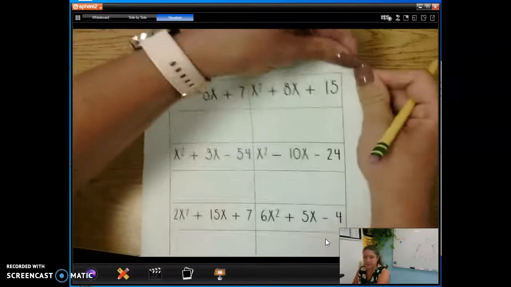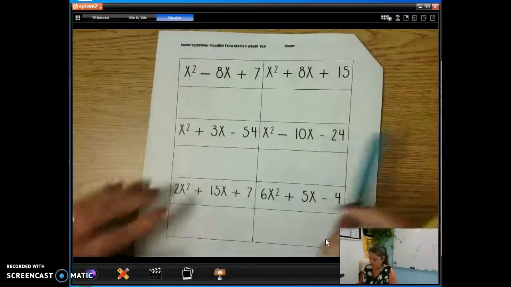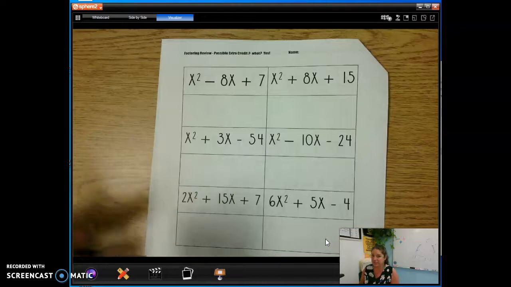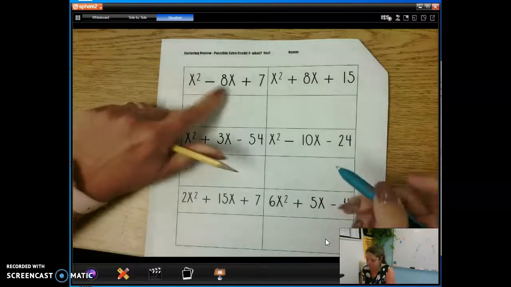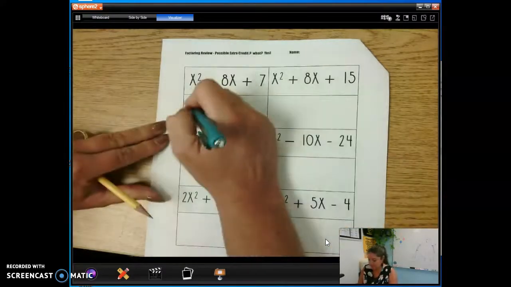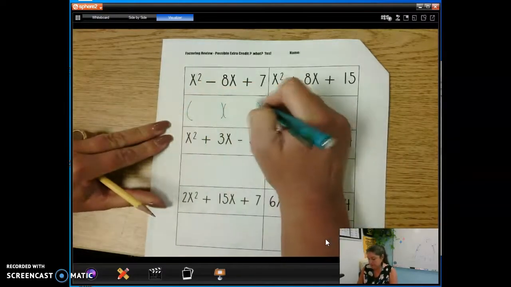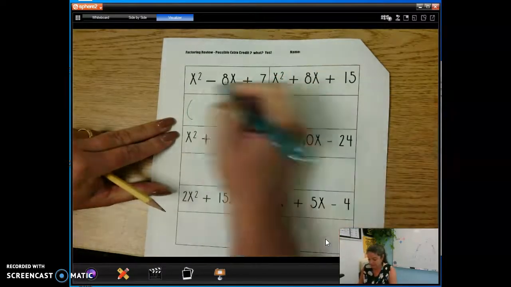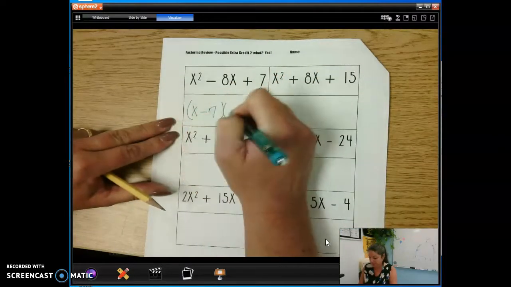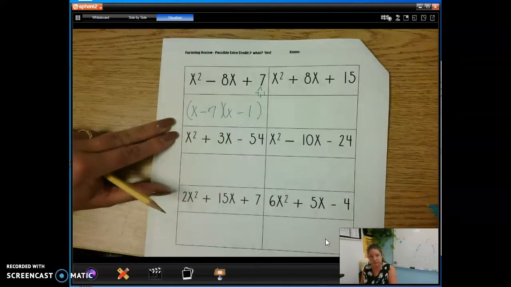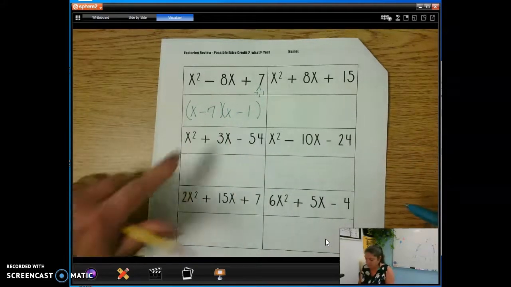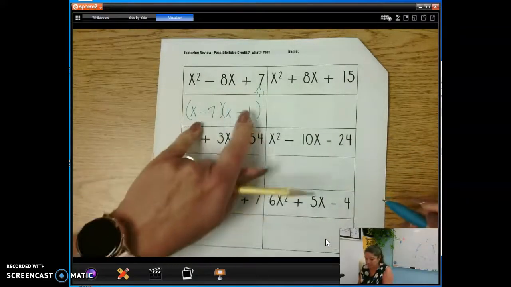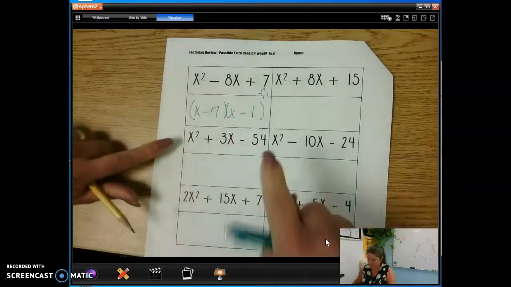On the back, again, I'm just looking for 2 numbers that multiply to give you 7 and add to give you -8. Sometimes you have to watch your symbols and just be careful. So this is going to be a 7 and a 1, and we want them both to be negatives. So X minus 7, X minus 1. Sometimes you don't want both of your symbols to be negative. You only want one of them to be negative.